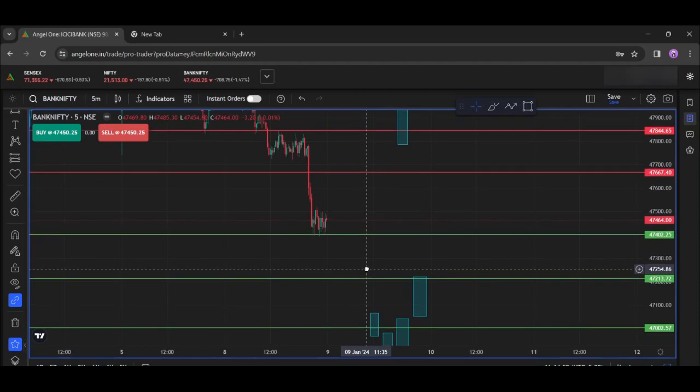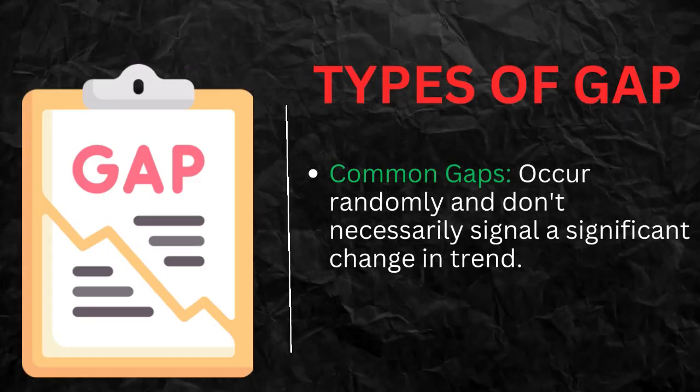So you might be having so many doubts regarding these gap trading strategies. In this video I'm going to show you the different types of gaps in the market and the different types of gap trading strategies that you can execute in the market. So there are different types of gaps in the market.